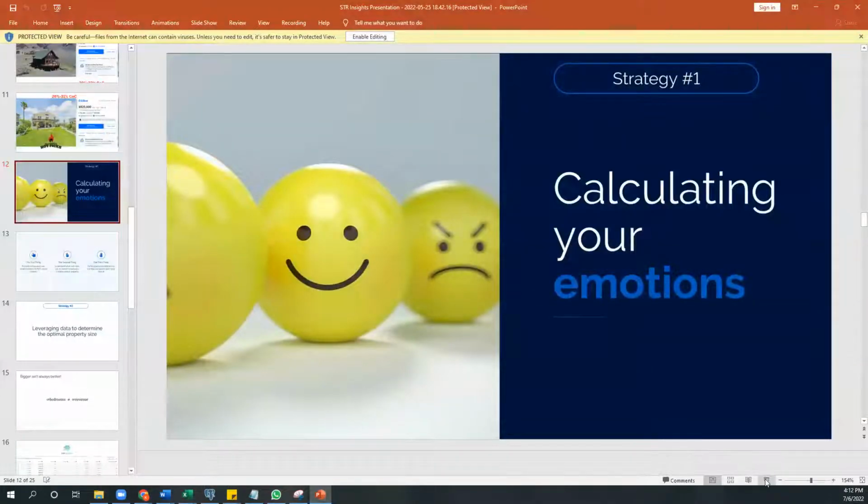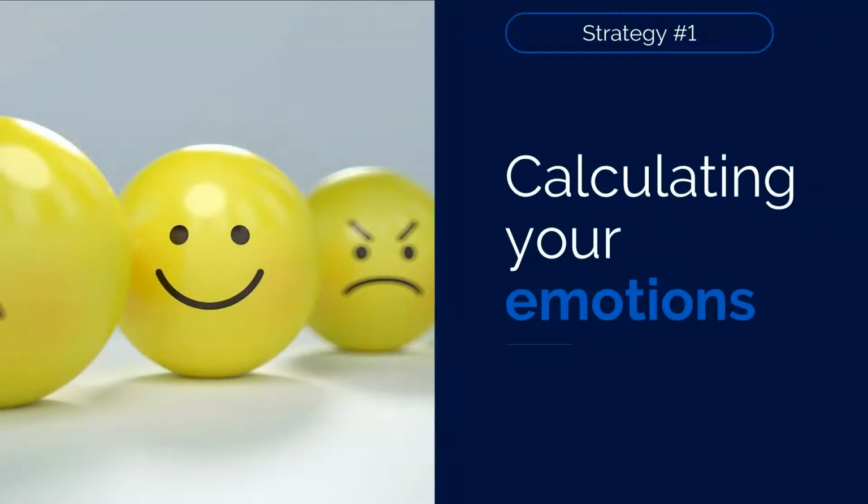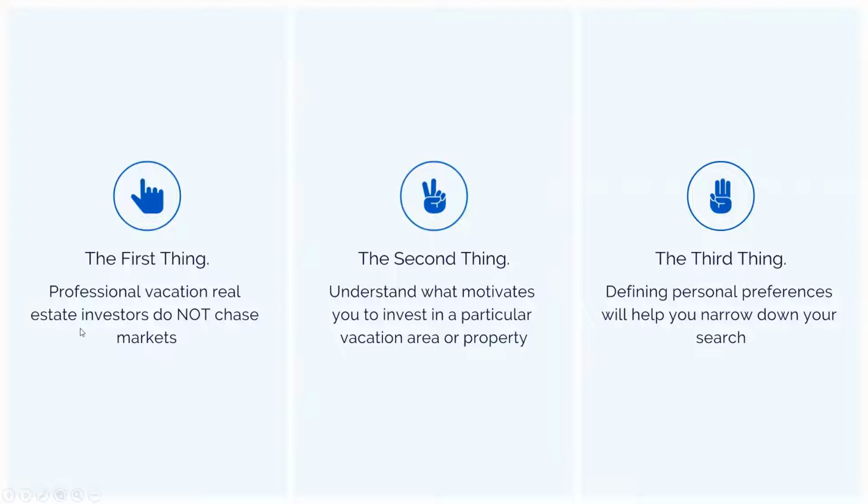So I'm just going to pop this up here. The first thing is calculating emotions. You need to calculate your emotions to identify where you want to invest. The first thing you need to know is vacation rental investors do not chase markets. They don't go where everybody else is looking. So throw away all your preconceived notions of these top markets that you think you know already, and let's start fresh.